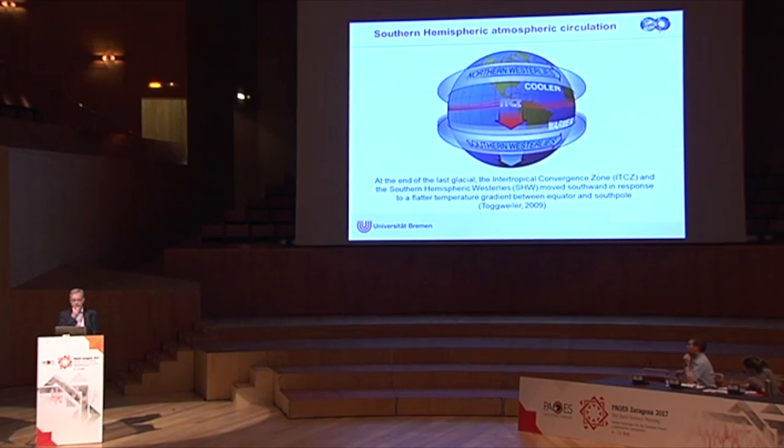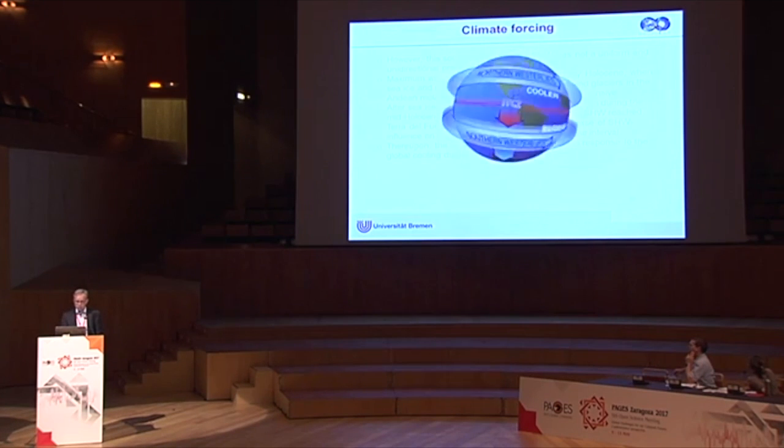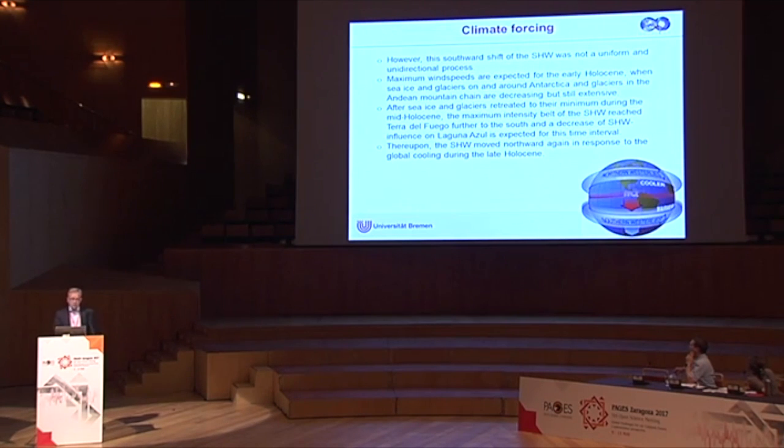And for that, we have a look at the atmospheric circulation. At the end of the last glacial, the ITCZ and the southern westerlies moved southward in response to the flatter temperature gradient between the equator and the South Pole. I think that's common knowledge. However, the southward shift of the westerlies was not uniform and not unidirectional.